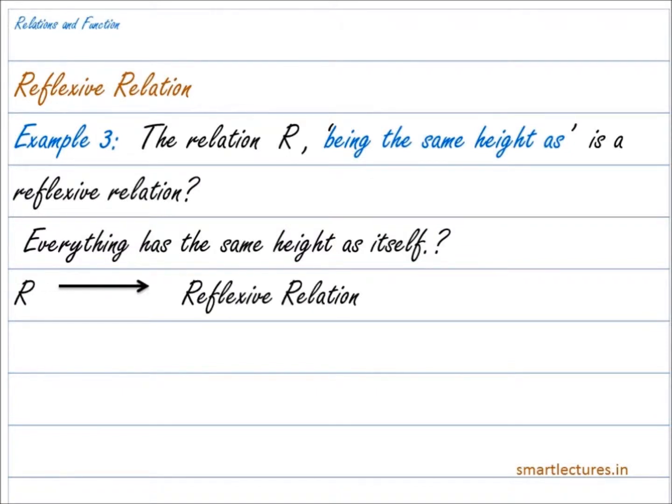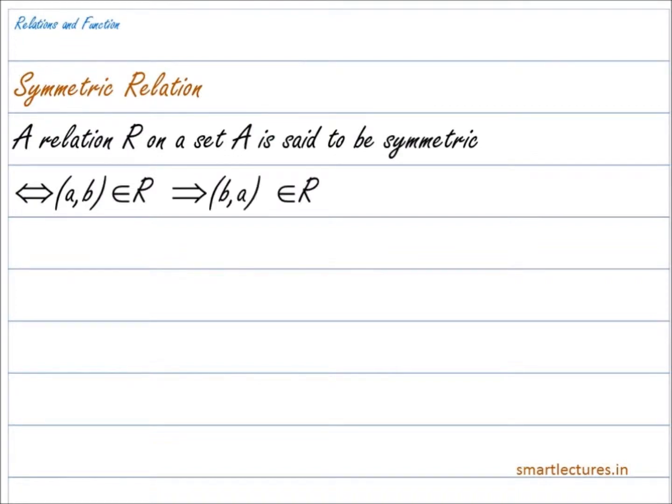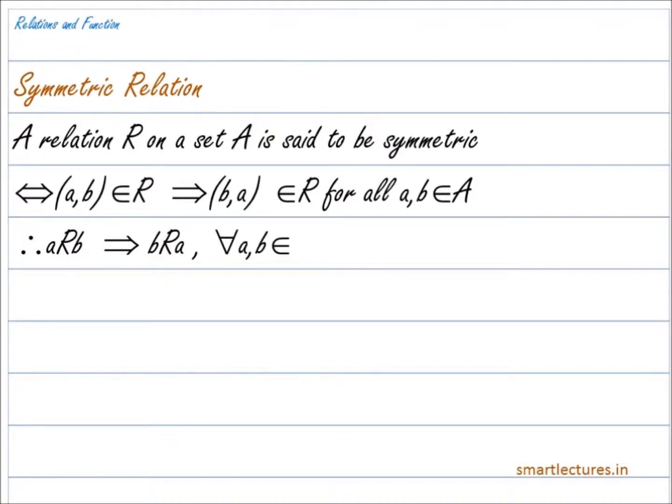Now what's a symmetric relation? A relation R on a set A is said to be symmetric if and only if (a,b) belongs to R, then that means (b,a) also belongs to R for all values of a and b which belong to A. That means if a is related to b, then that also means b is related to a for all values of a and b which belong to A.